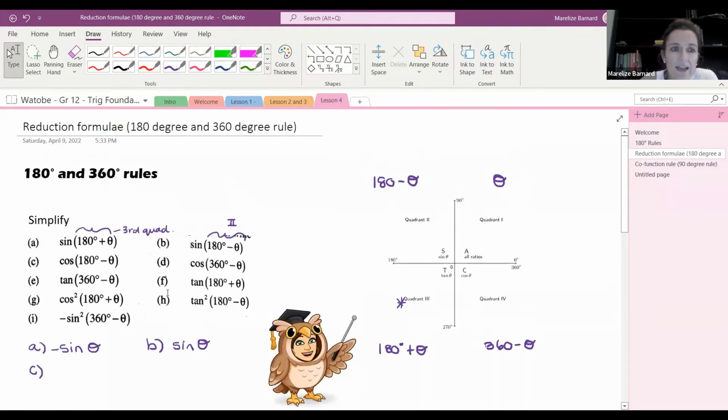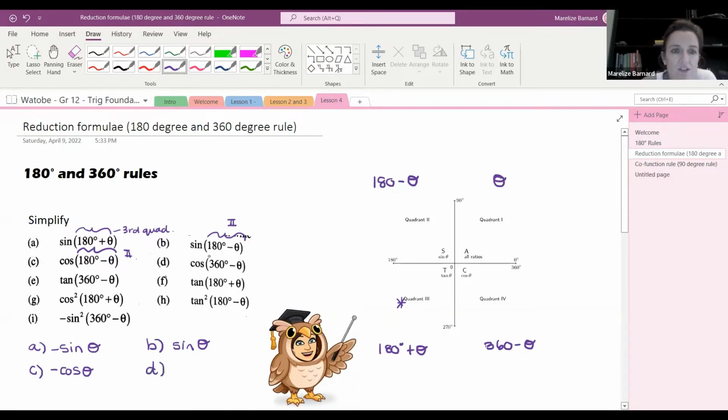Okay, so 180 minus theta, that is the second quadrant. Cos in the second quadrant is negative, so we make it negative cos theta. Well done. I see a lot of people putting that in the chat. So remember, we say whether it's positive or negative in that particular quadrant using our CAST diagram, and then the 360 or the 180 falls away.